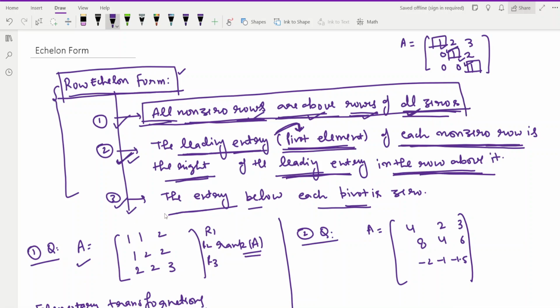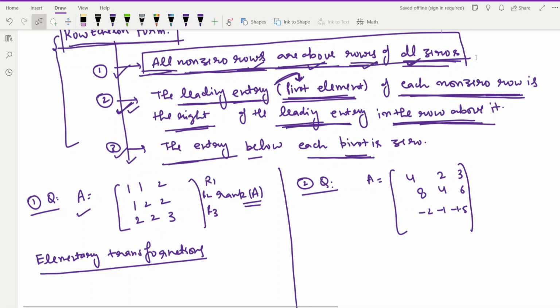Now the third point is that the entry below each pivot is zero. So this is a pivot, and below this the entry is zero. This is a pivot, and below this the entry is zero. So in such a way we can transform any matrix into the echelon form.